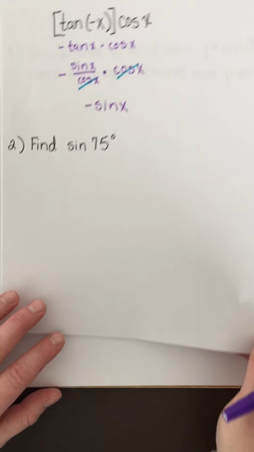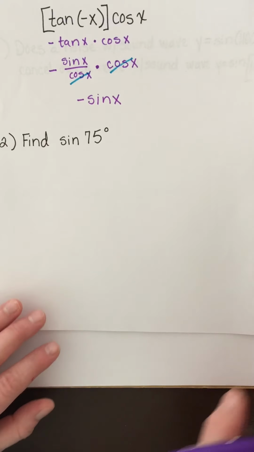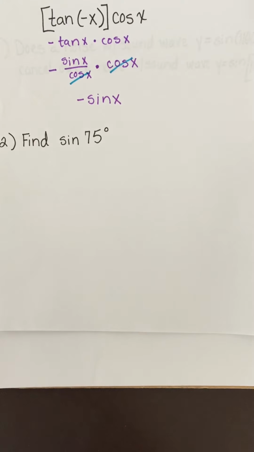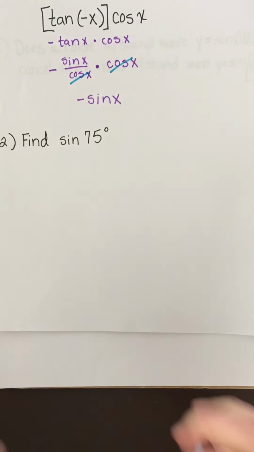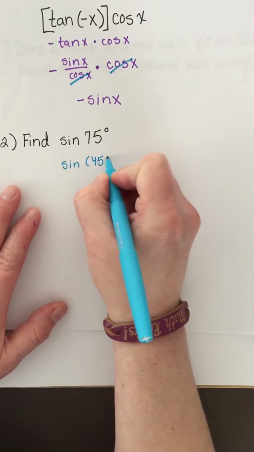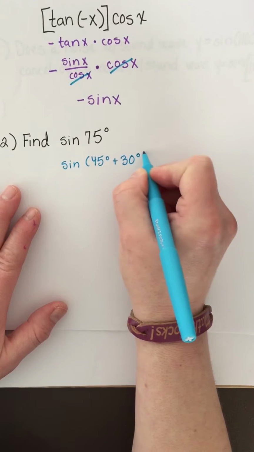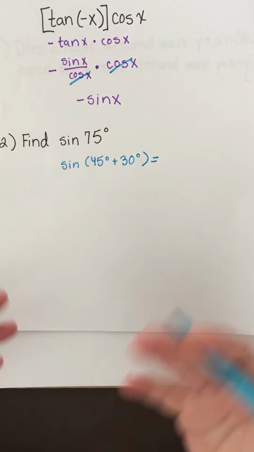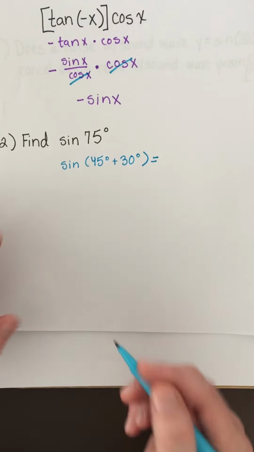All right, let's look at the next one. They want us to find the sine of 75 degrees. Well, on our unit circle, we don't have 75 degrees, so we're going to have to use a sum or difference formula. So we want to think about two values that are on the unit circle that we can add or subtract and get 75 degrees. What I decided to use was the sine of 45 degrees plus 30 degrees. Okay? And then I'm just going to plug those into the formula for the sine of alpha plus beta.